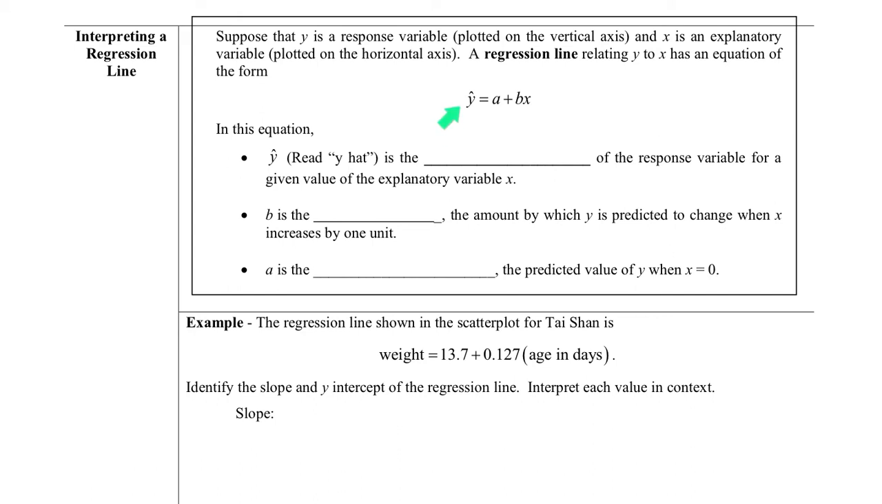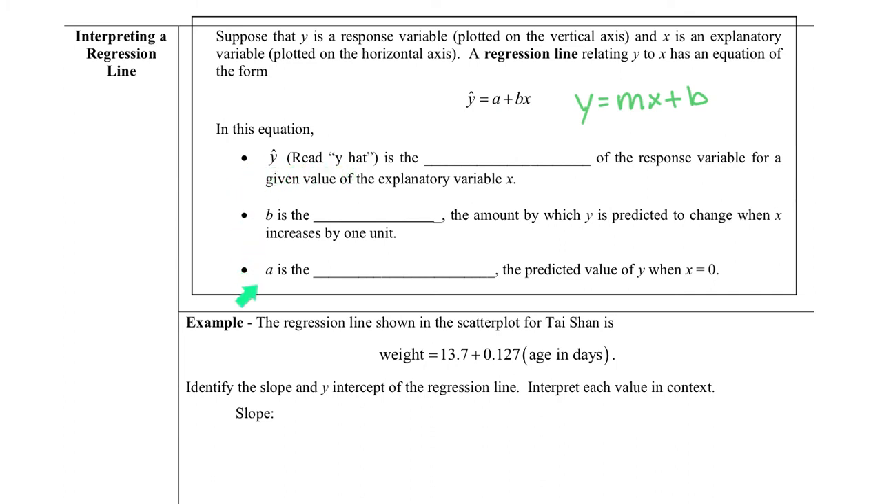So our regression line formula is known as this: y hat equals a plus bx. You might be more familiar with this formula if I rewrote it as y equals mx plus b, the slope-intercept form of a line. In statistics, we just write it slightly differently. We put our y-intercept first, and we call it the letter a. Our b is the slope, and y hat is actually how we read this.